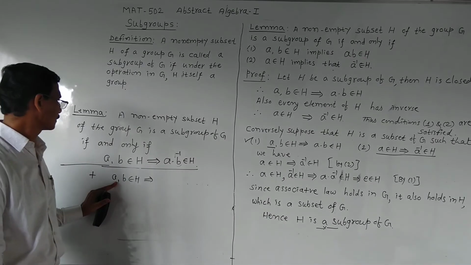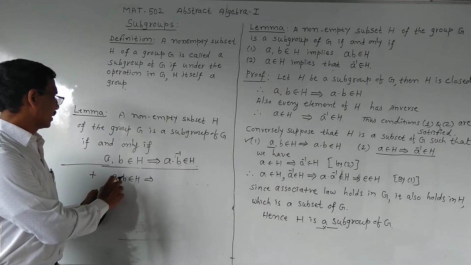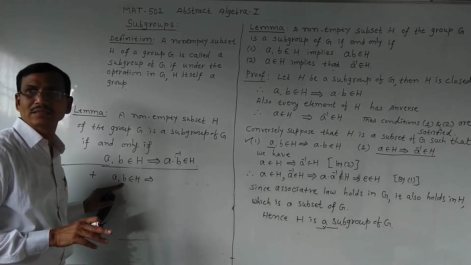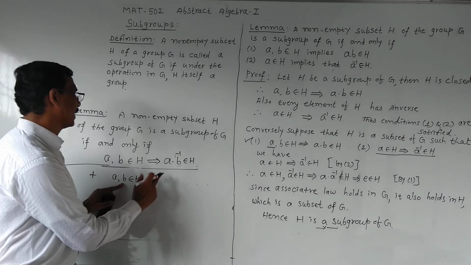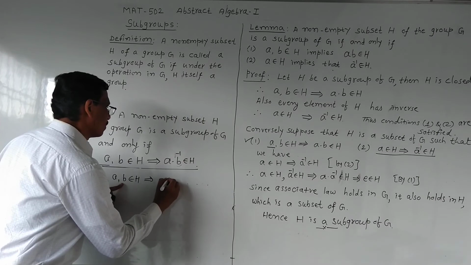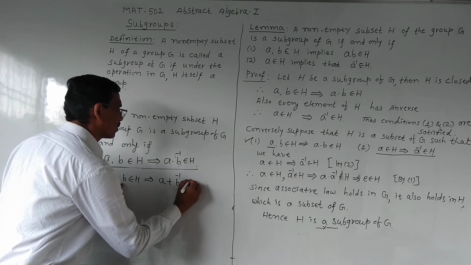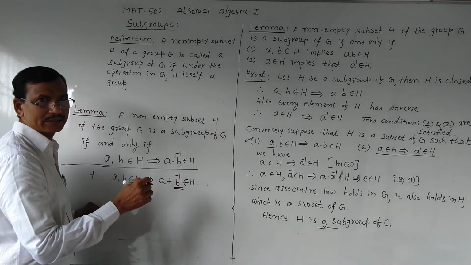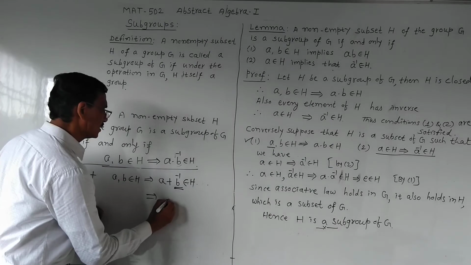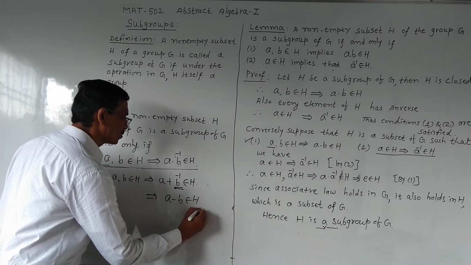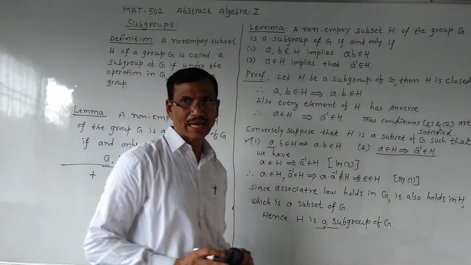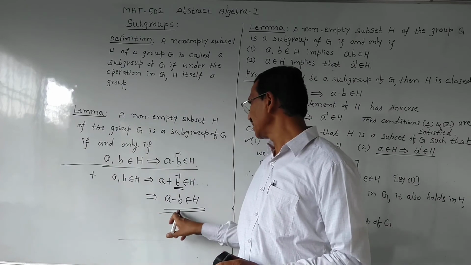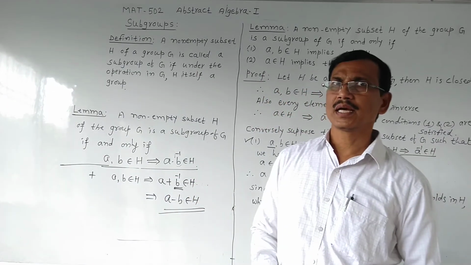And therefore the inverse of B with respect to addition is its negative. Actually it is A plus B inverse belongs to H. This binary operation is addition, but the inverse of B with respect to addition is minus B. Therefore, this condition changes to A minus B belongs to H. You have to remember that whenever the binary operation is addition, H will be a subgroup of G if A minus B belongs to H.